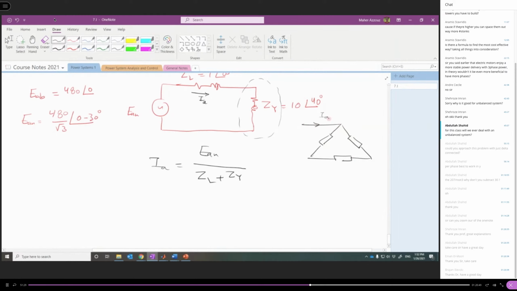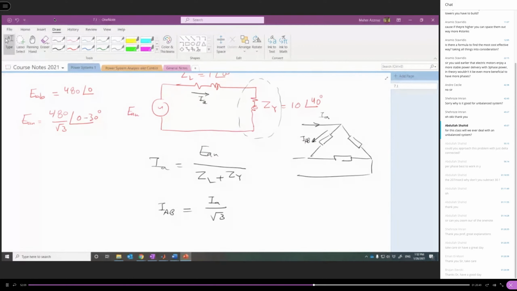So this IA should be distributed between the load impedances. So we need to get IAB. This is IAB. There is a relation between the line current of delta connected loads and the phase current of delta connected loads. In this case, we have to divide the line current by √3, and the angle should be increased by 30 degrees. Let me remind you quickly.